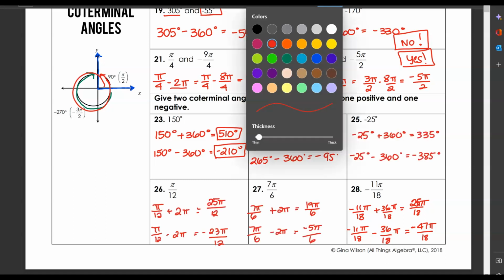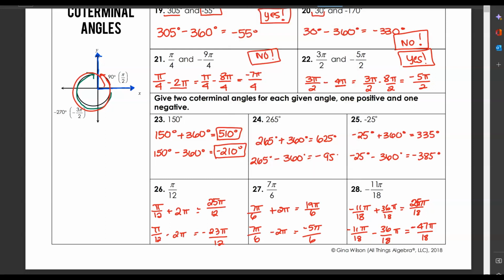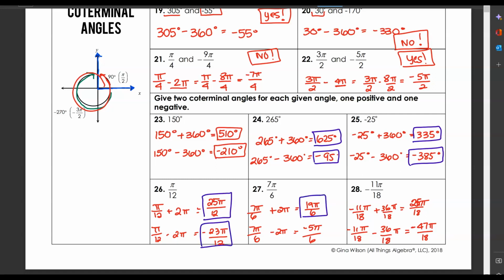All right, class, so hopefully these are the coterminal angles, or some of the coterminal angles you found. So 625, negative 95 degrees, positive 335 degrees, negative 385 degrees, 25 pi over 12, negative 23 pi over 12, 19 pi over 6, and negative 5 pi over 6. So hopefully you got all those. We'll keep working on this in class.